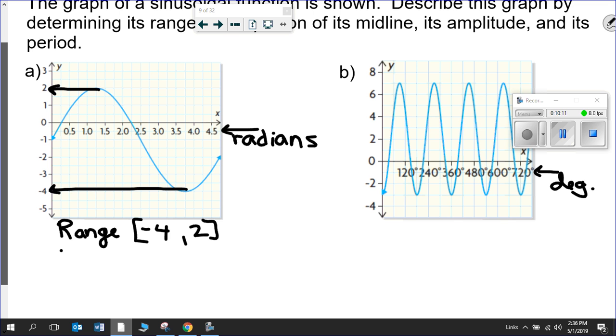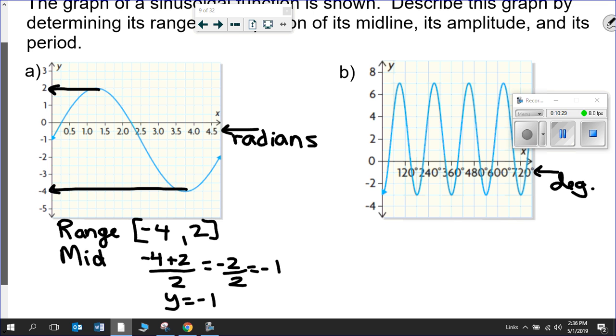Next one is midline. To find the midline, you take both numbers, -4, and you add it to the other one, 2, and you always divide by 2. So this is -2 divided by 2, so -1. The midline is y equals -1. It's really important that you write the y equals because it's a line. So here is my line. I typically draw it dashed. You don't have to, but there's my midline at -1.